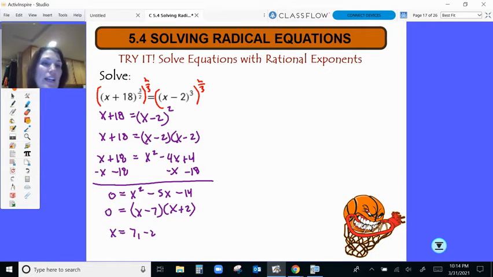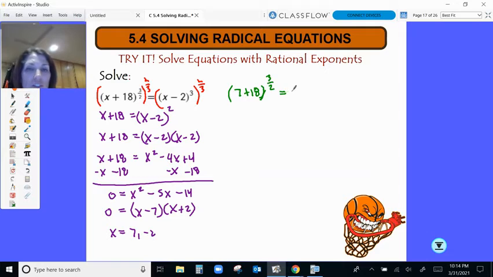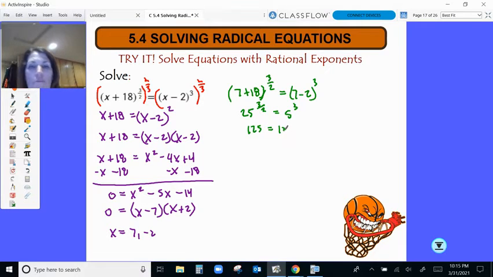So now we need to go ahead and check those guys again. And we want to check them up here. We can't check them after we've raised the power, because that raising it to the power is what actually causes the extraneous solution. So we have to check it in this original equation right here. So we have 7 plus 18 to the 3/2 power equals, and then 7 minus 2 cubed. Okay, so this is going to be 25 to the 3/2 equals 5 cubed. Okay, the square root of 25 is 5, and then cubed is 125, and then 5 cubed is 125. So that works out pretty good.